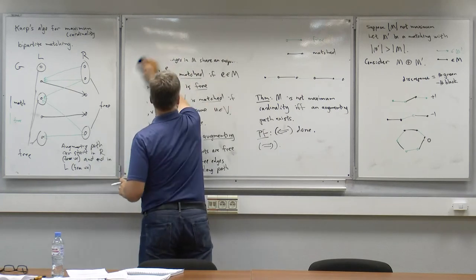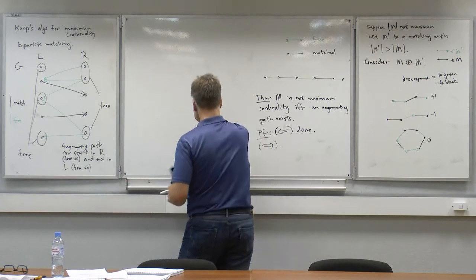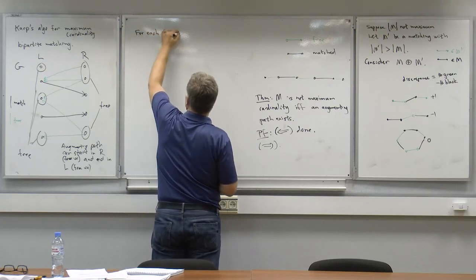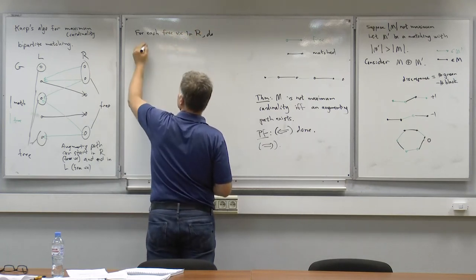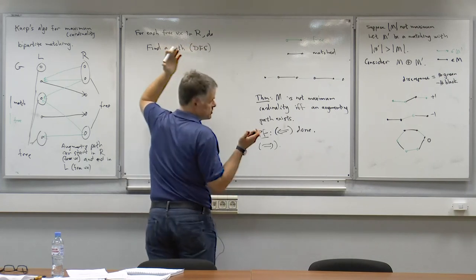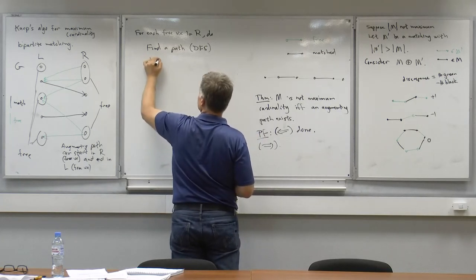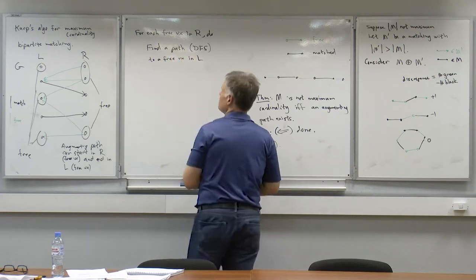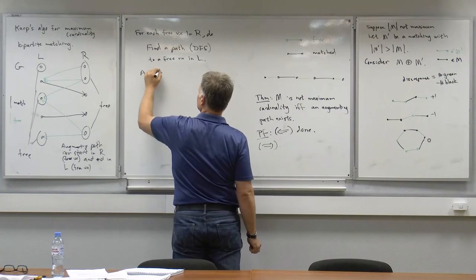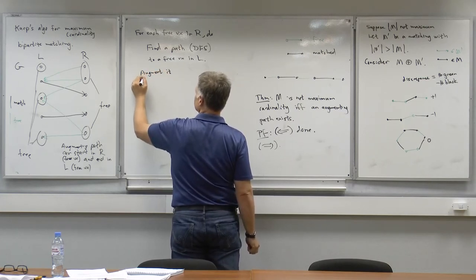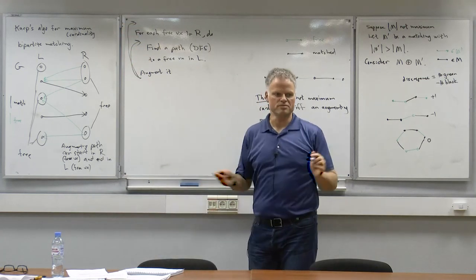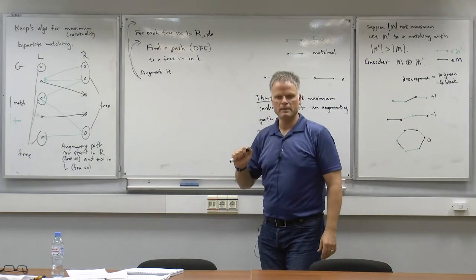So the algorithm looks like this. For each free vertex in R, do the following. Find a path using, say, depth first search or breadth first search, whatever search you want to do. Find a path to a free vertex in L. And it's easy to detect that these things are free. Okay. And then augment it. I guess, sorry, loop up to there. Once you augment a path, you can start all over again. Okay, good. All right. Any questions?